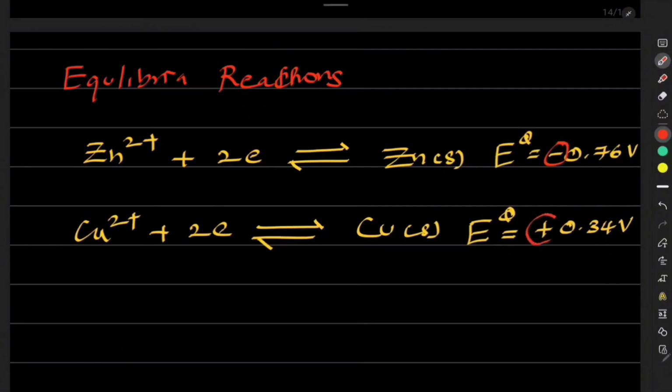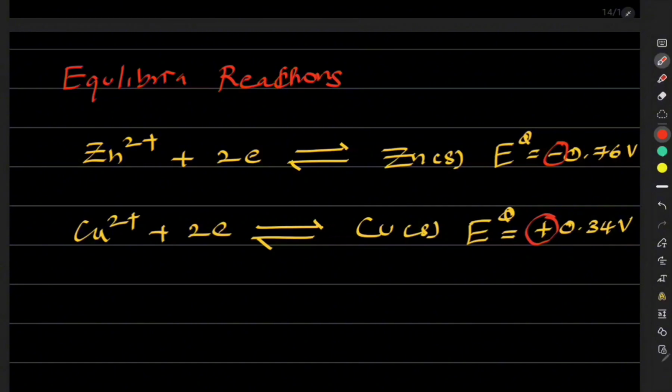The plus sign in the electrode potential of copper represents that copper releases electrons less readily than hydrogen. Now we can compare the equilibria. Here zinc has a minus sign, so it should release electrons. Therefore, the equilibrium should be shifted to the left side. Copper has a positive potential, therefore it should gain electrons. So the equilibrium favors the right side for copper and the left side for zinc.